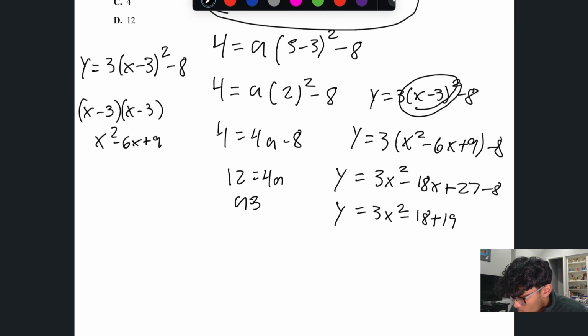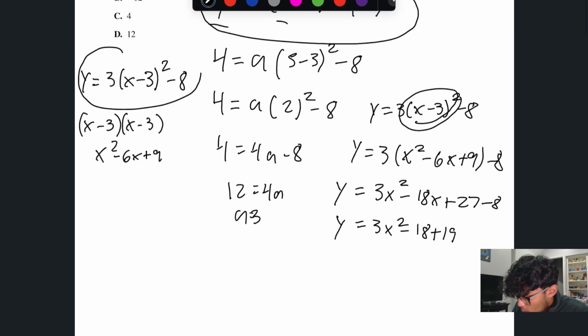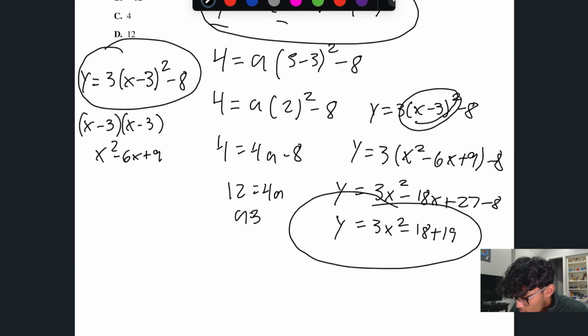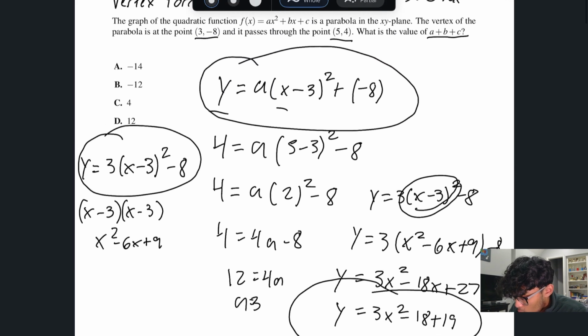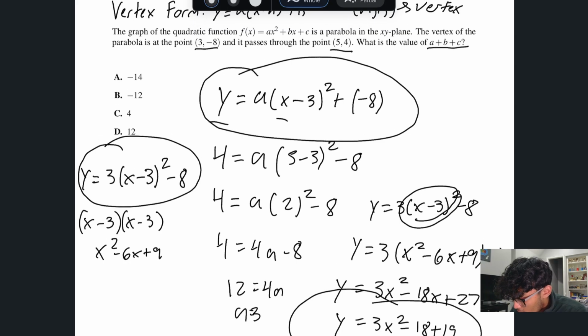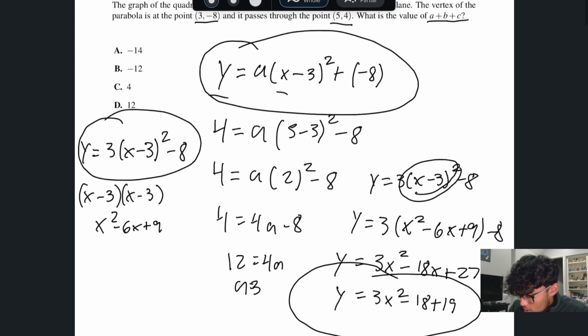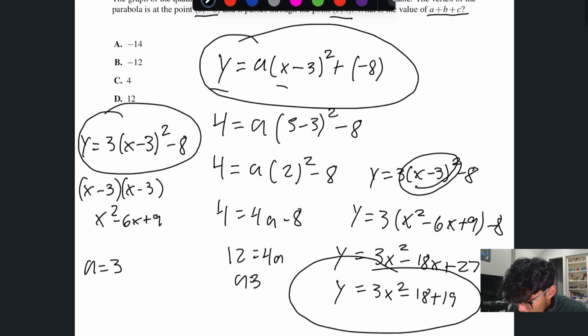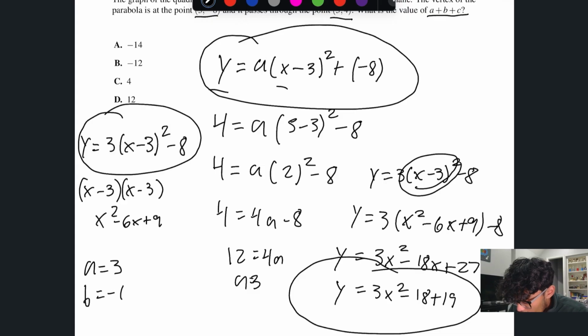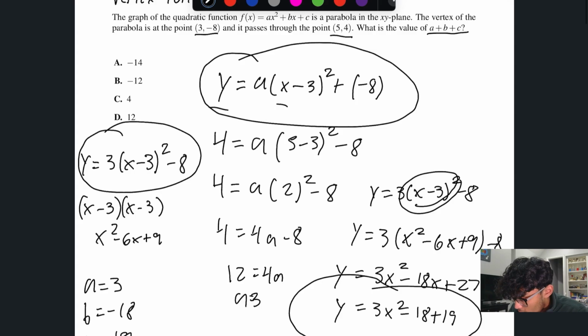Okay, so now that we've converted from vertex form to standard form, you can notice that this is in the same form as what it's asking for in the question, ax squared plus bx plus c. We have 3x squared minus 18x plus 19. So in this case, a is 3. We already solved that. b is negative 18. And c is 19. Just match that up to the equation over there.